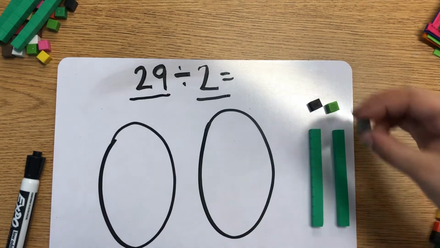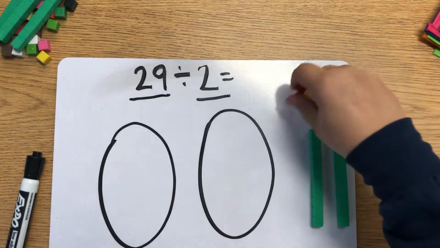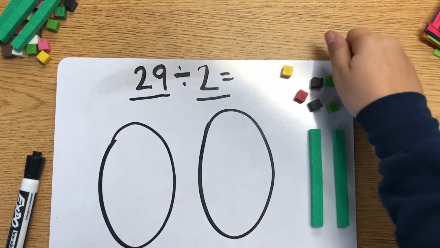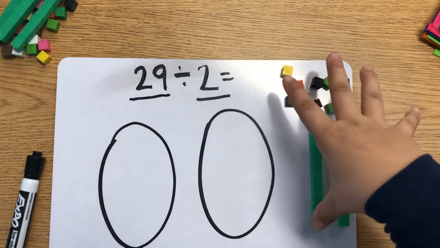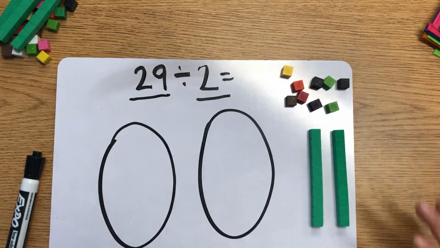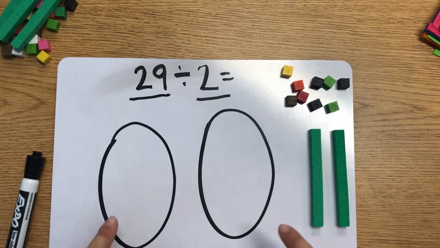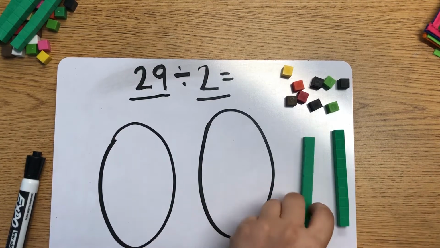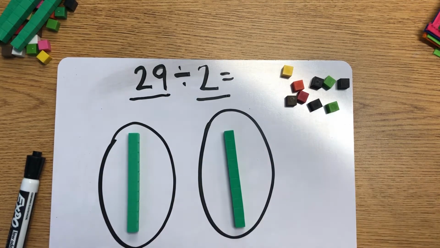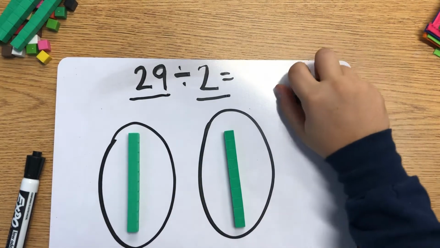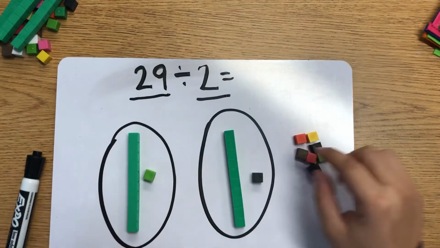So 10, 20, 21, 22, 23, 24, 25, 26, 27, 28, 29. So this equals 29. These are all of the units that I need to complete this problem. In order to keep equal groups, if I add a 10 to this first group, I need to also add a 10 to this next group. Since I have 1s left, I'm going to go ahead and add 1 to each group at a time.